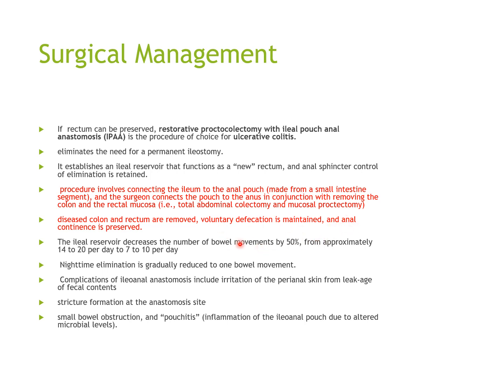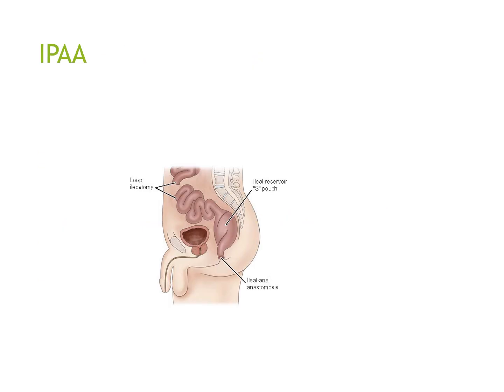This is a weird thing as well, and I don't necessarily need you to memorize this either. But the reservoir that they've created decreases the number of bowel movements by 50% apparently. The biggest issue here is that they can get irritation of the perianal skin from leakage of fecal contents, and you may get strictures as well. All right, so just know that this one is out there. And this is basically the picture, so you can look at it for a long time to see if you can make sense of it if you want to.